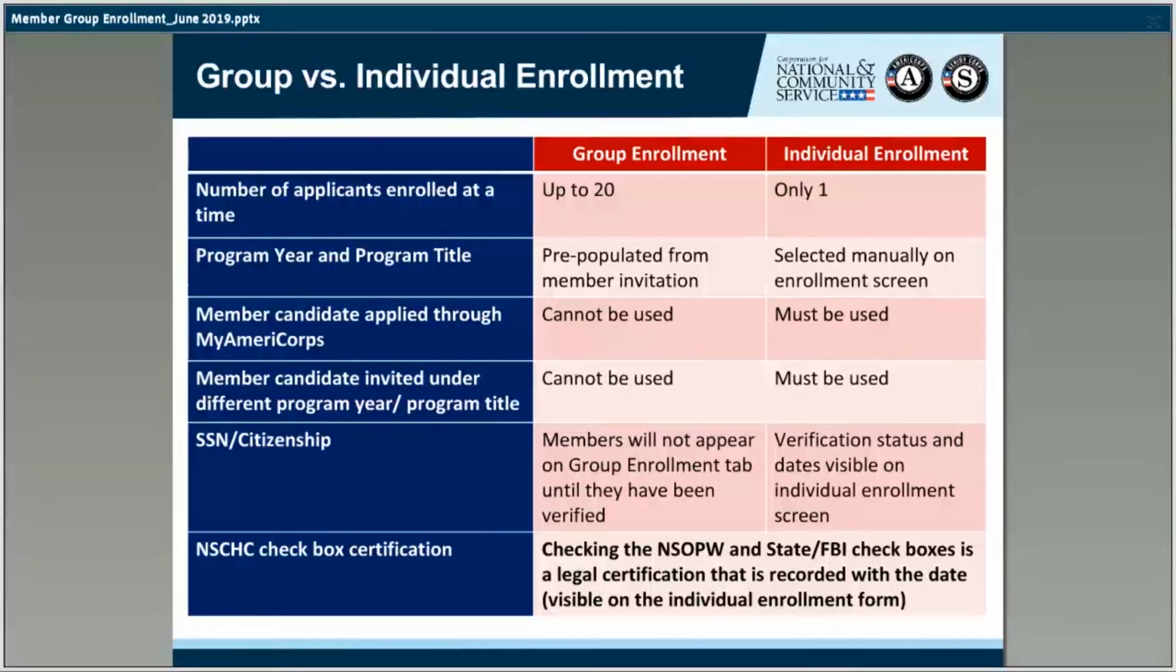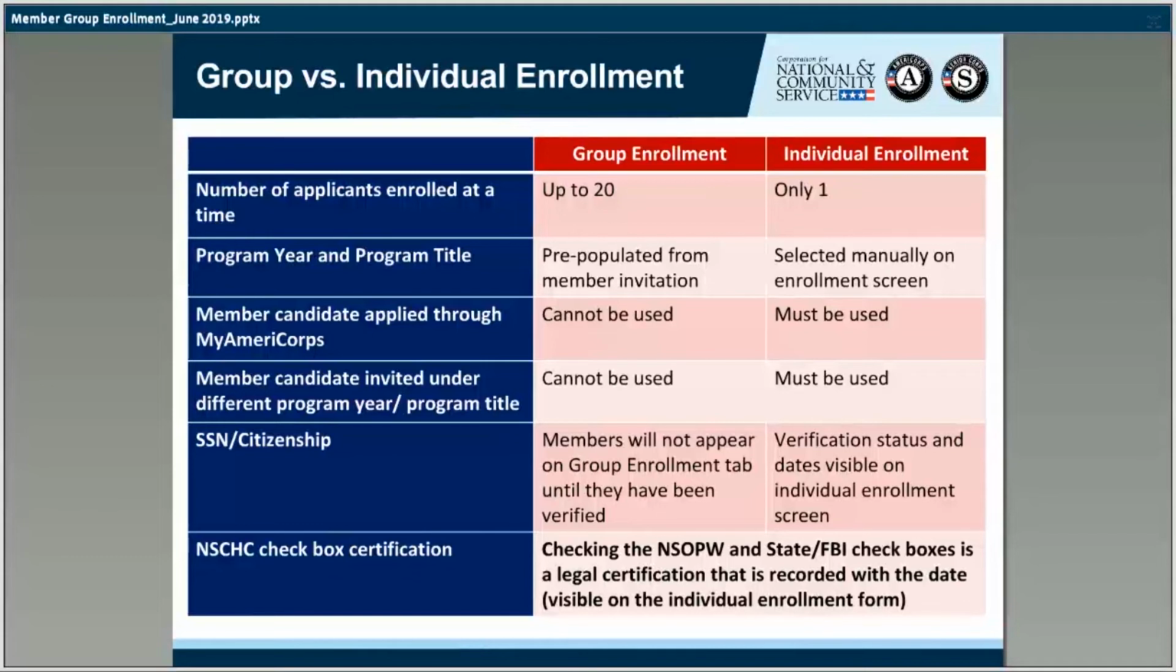Similarly, members that were invited under a different program year or a different program title cannot be enrolled via group enrollment. Instead, the program year and program title for these members will need to be selected or changed manually on the individual enrollment form.